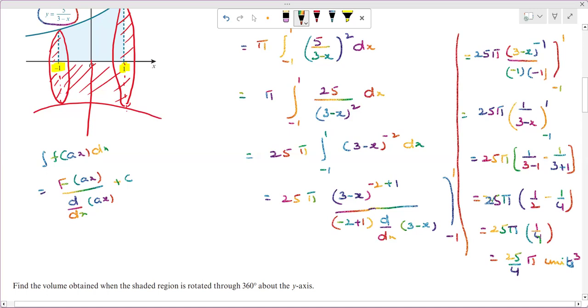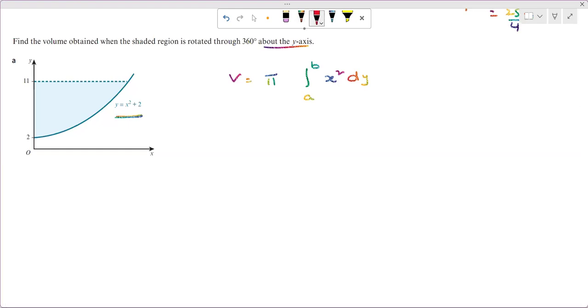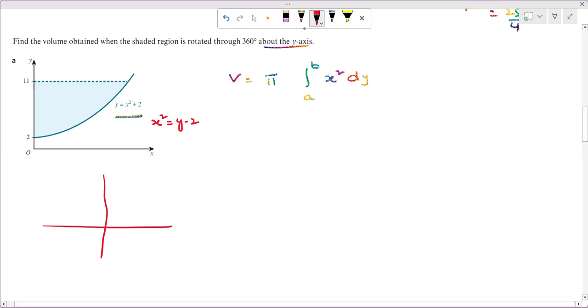Now next. Suppose here it is about the y-axis. About the y-axis means volume is equal to pi integral of x square dy, from A to B or C to D, whatever it may be. Here the curve is given that y is equal to x square plus 2, but we need to find the x square value. So x square is equal to y minus 2. Keep it like that. And the limits: if I draw this diagram once again, it will be like this, this is 2 and this is 11, and it is rotating through 360 degrees about the y-axis.